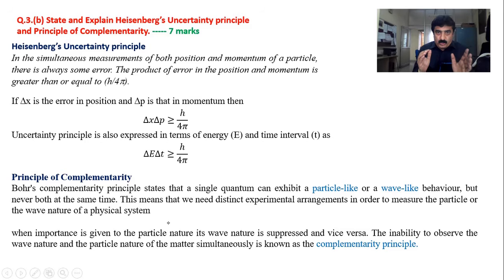See, for example, photon. At the time of emission it behaves like a particle, at the time of absorption it behaves like a particle, during the propagation it won't behave like a particle, it behaves like a wave. So overall photon can have both particle and wave nature, but at a time it will be either particle or wave.